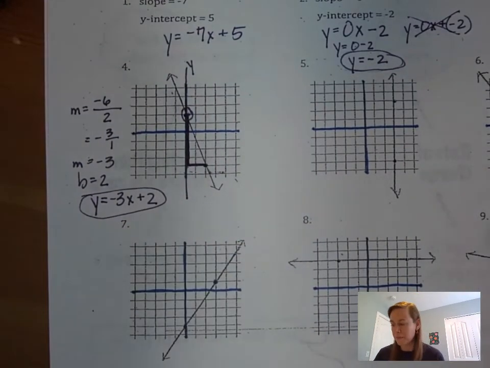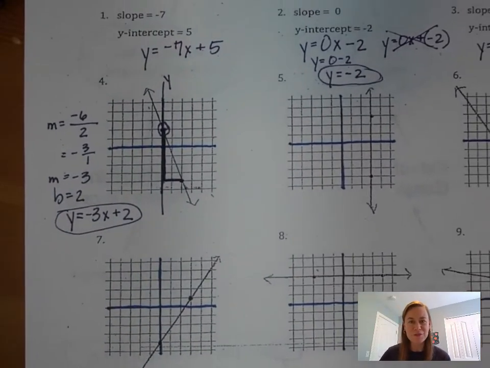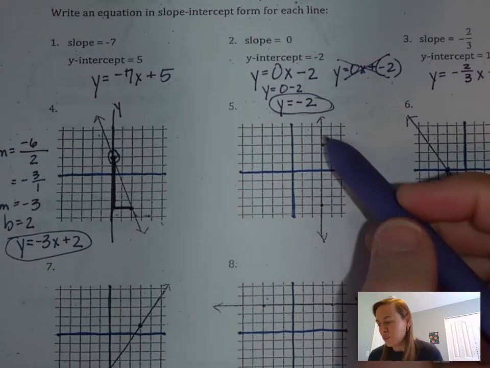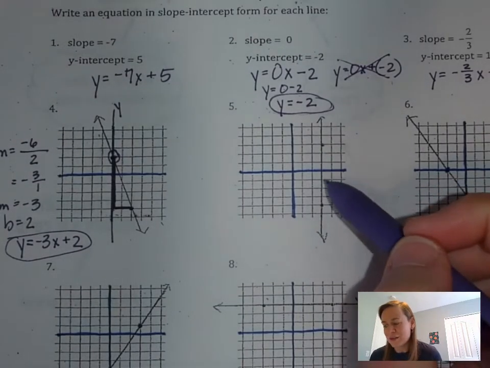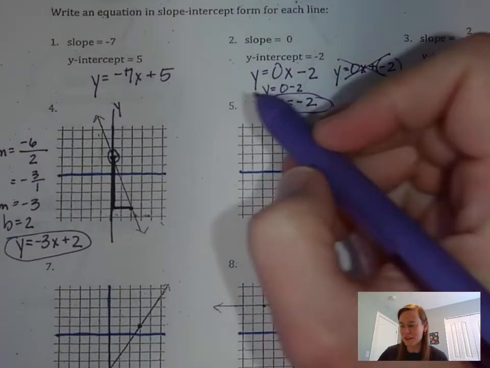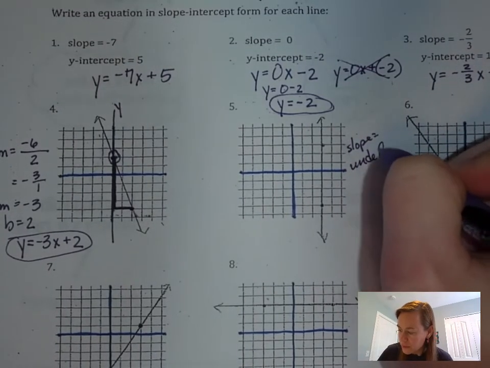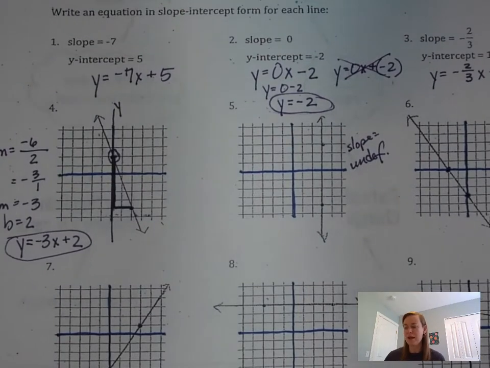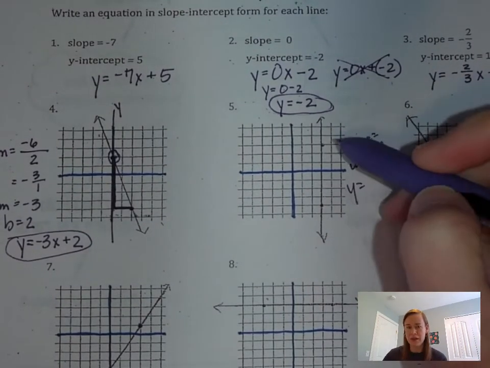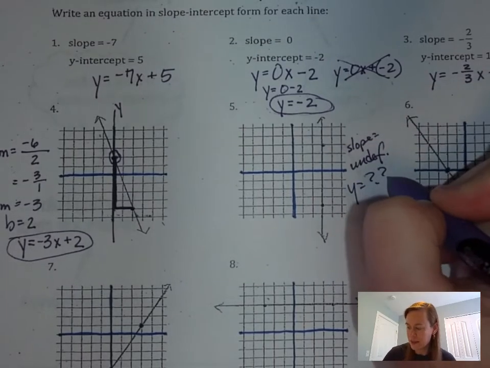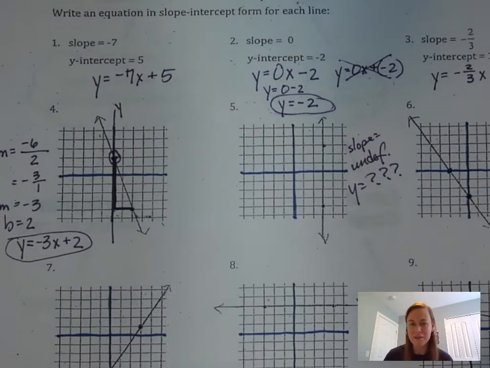Let's do another one. Number 5 is a little bit different. You see it's a vertical line, so it's just going to work out a little bit differently. So what is our slope for a vertical line? Slope is undefined, right? Okay, and our y-intercept? Okay, where does this line cross the y-axis? It doesn't. These lines are parallel. It's never going to cross the y-axis. So what do we do here?